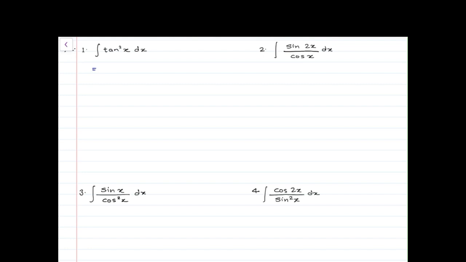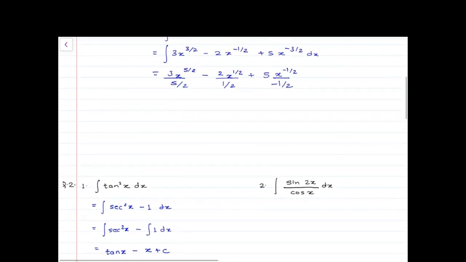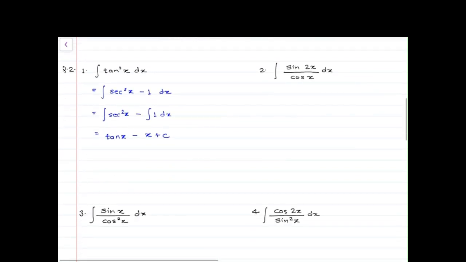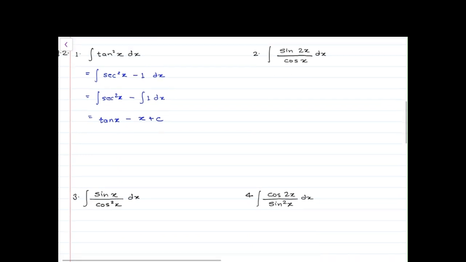Okay, so we know tan square x, and we all know the identity: 1 plus tan square x is sec square x. So tan square x can be written as sec square x minus 1, dx. We all know the integration of sec square x, and we all know the integration of 1. So if you solve this, you will get the value, which is tan x minus x plus c. Plus c is important. Here I forgot to write it. So it's simple, it's not difficult, right?